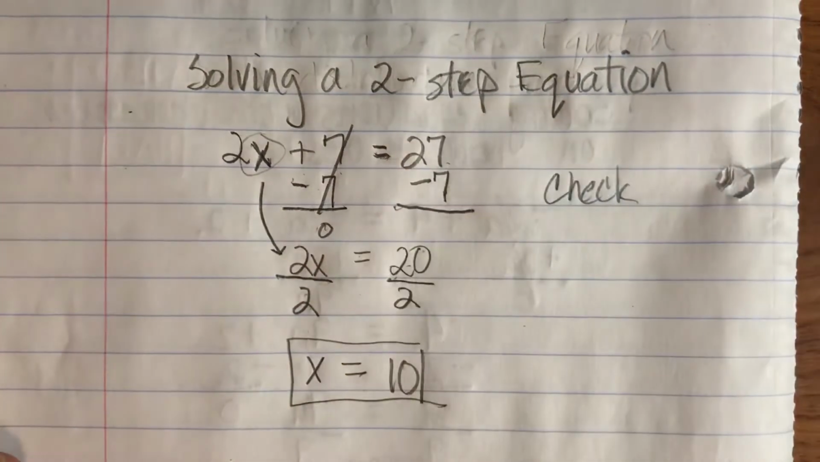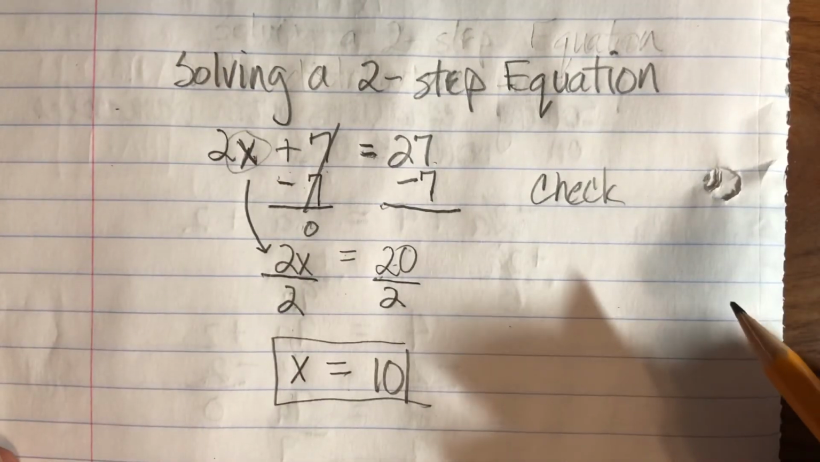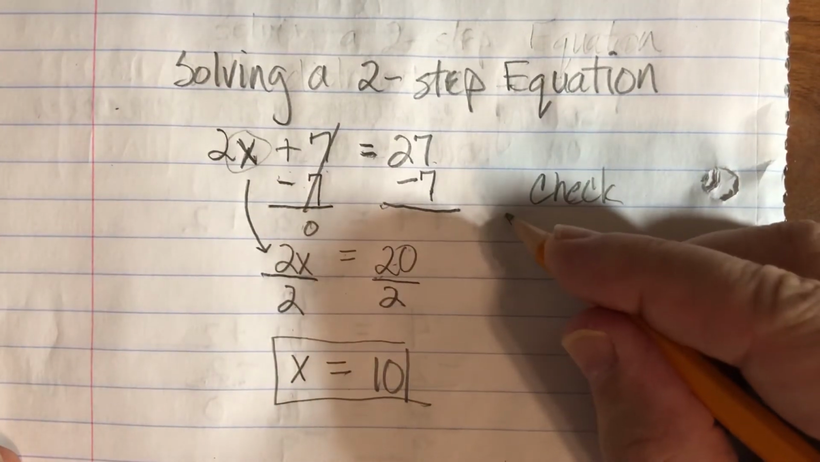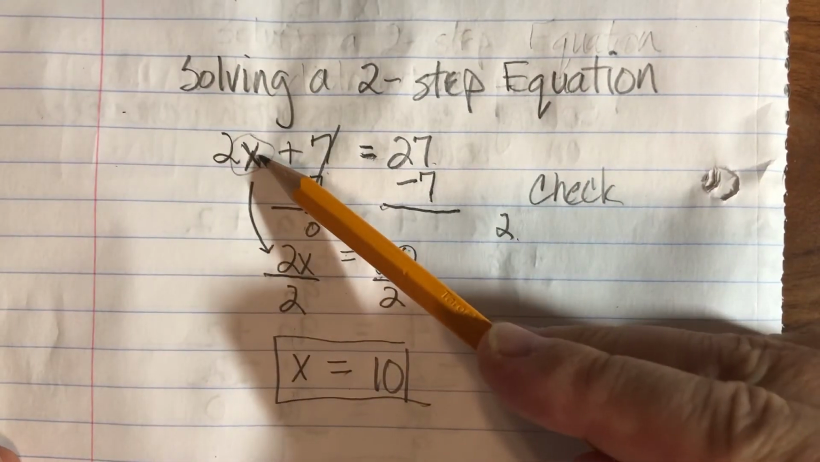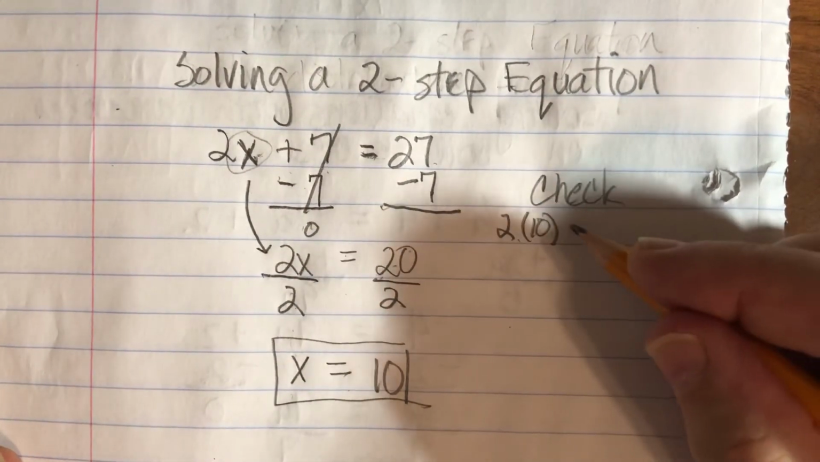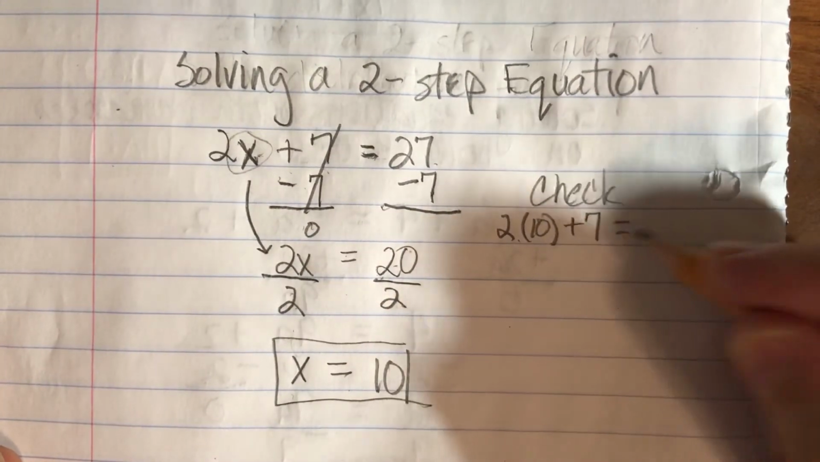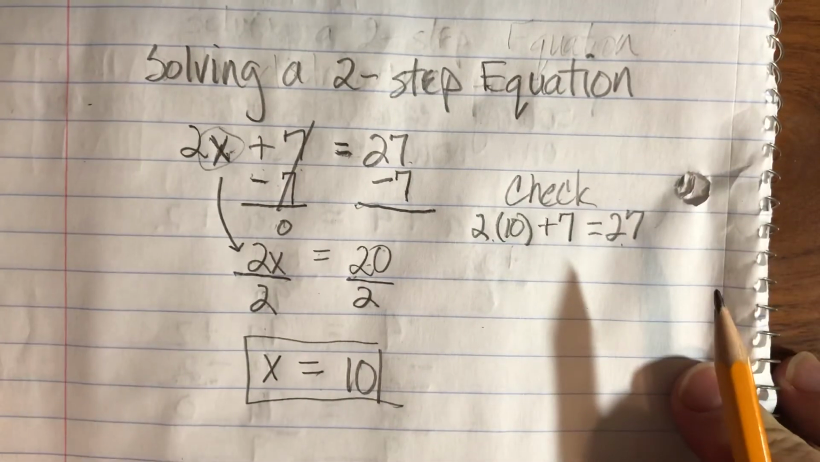if that is a true statement, because perhaps we made a mistake. Checking is how we know that we didn't. So, I'm going to write 2, and we know that x is 10. So instead of writing my x, I'm going to plug in 10, and then add 7, and that will equal 27. If this side equals this side, I know it's a true statement.